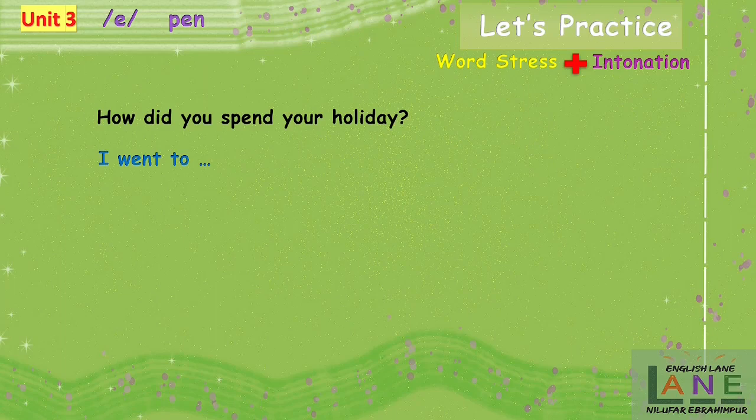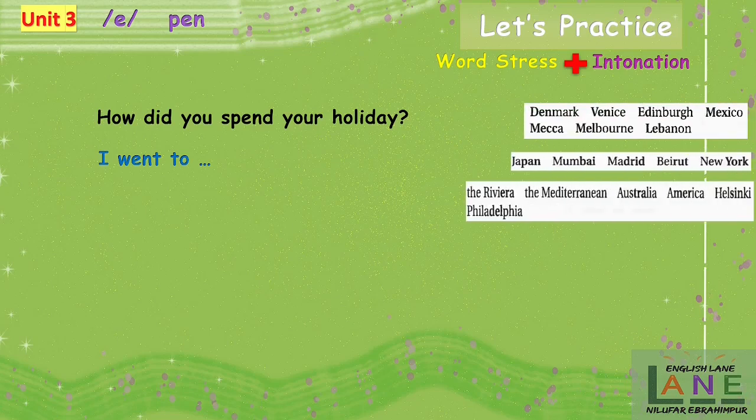The answer, I went to, what can we say? Wow, we practiced saying these words with the right pronunciation, especially the stress. So let's use them. This is a very important part where we use the words we have learned. For example, I went to Mumbai. I went to Mumbai. You see, I say the stressed part louder and longer, but the intonation is falling. I went to Mumbai.